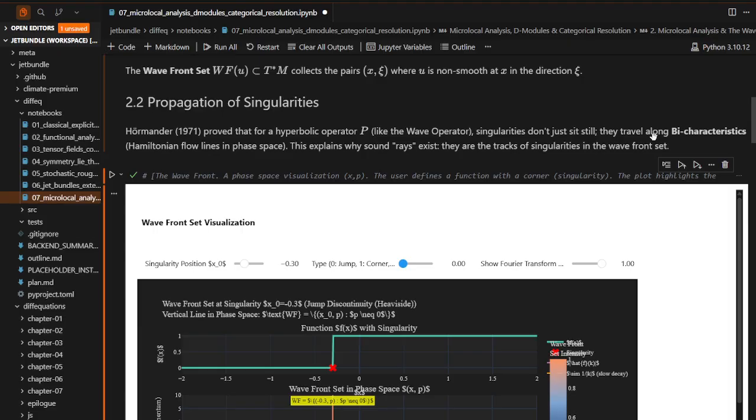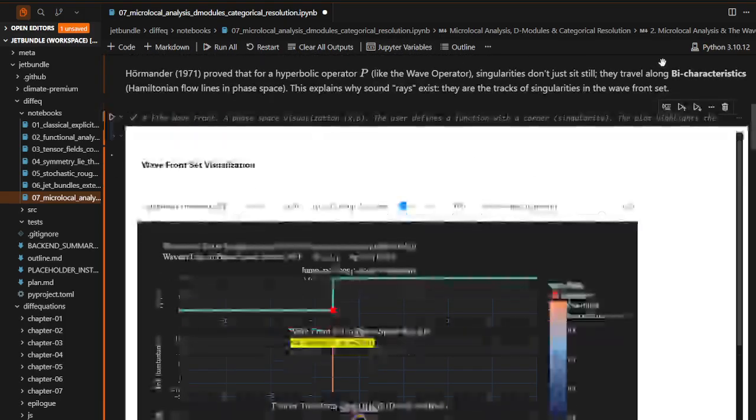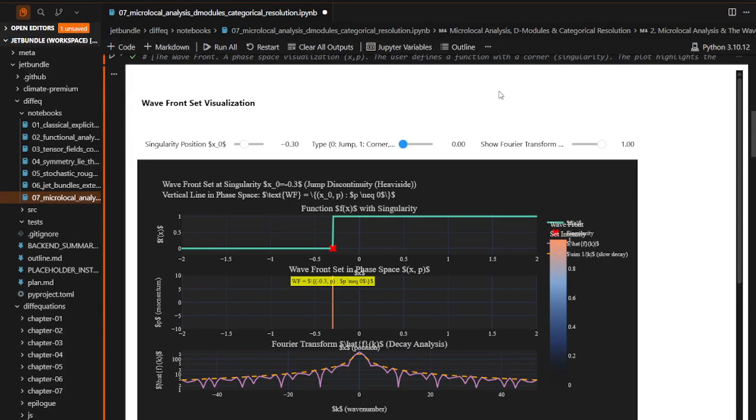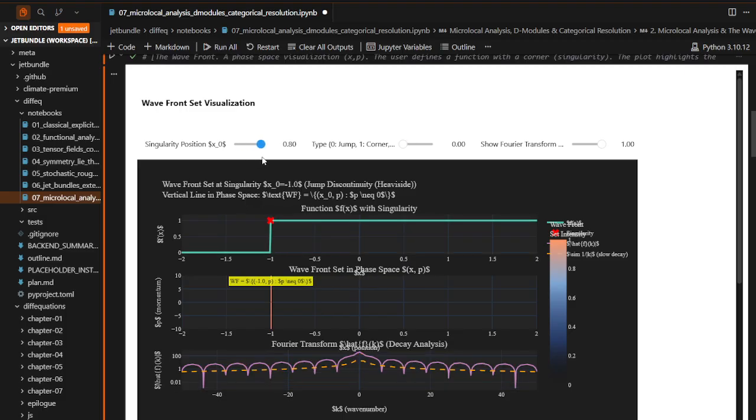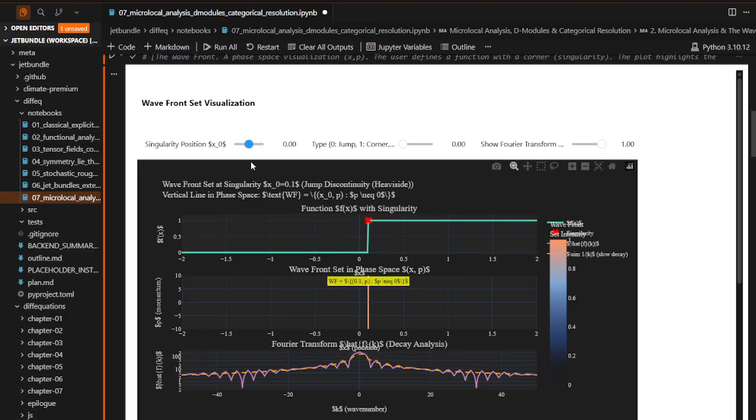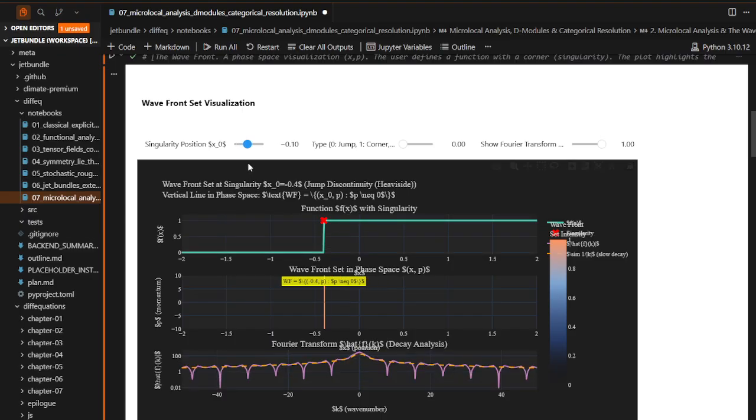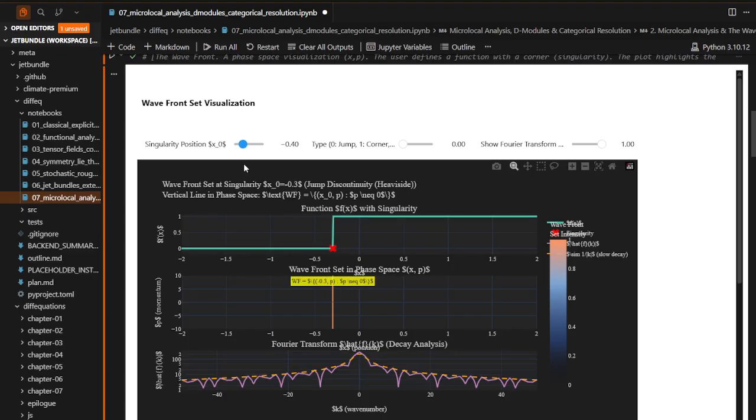So the Hamiltonian flow in the phase space is the bicharacteristics, okay? And that's why sound and light rays exist, because they are the tracks of singularities themselves. And just to show you how much of a breakthrough this is, you have to realize that if, let's say, we move a singularity position through this function, okay? Or along, the singularity position is defined by this Heaviside step function, okay?